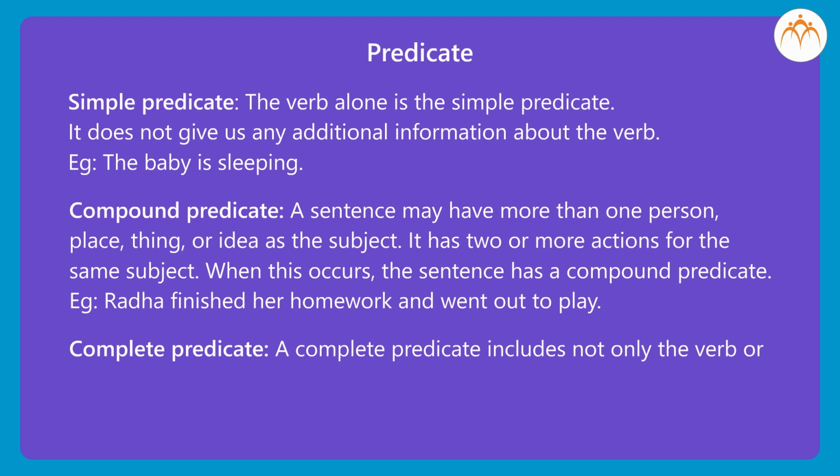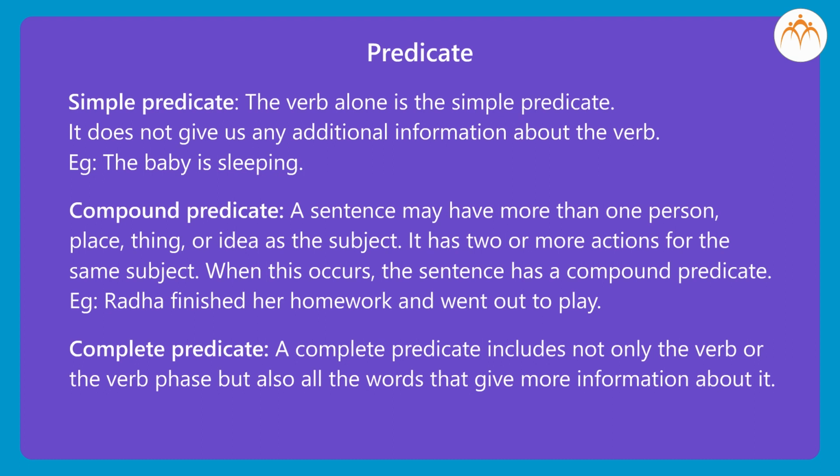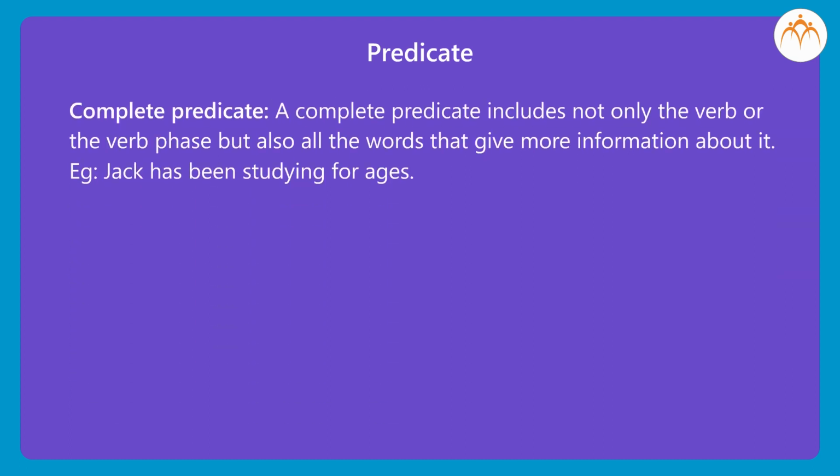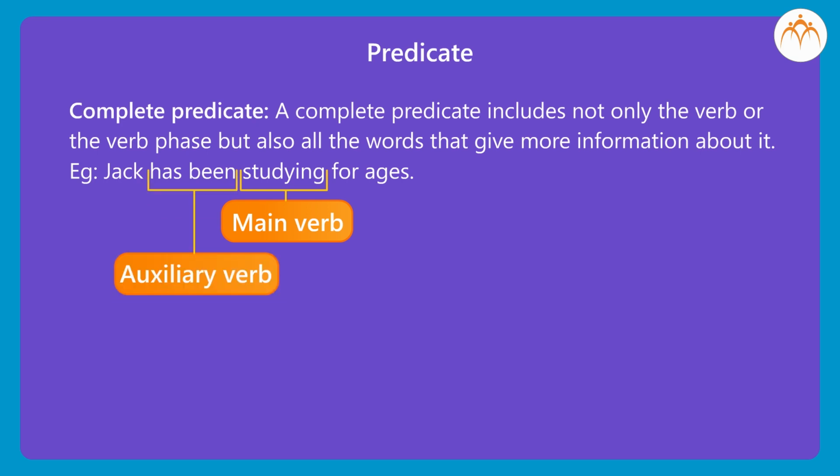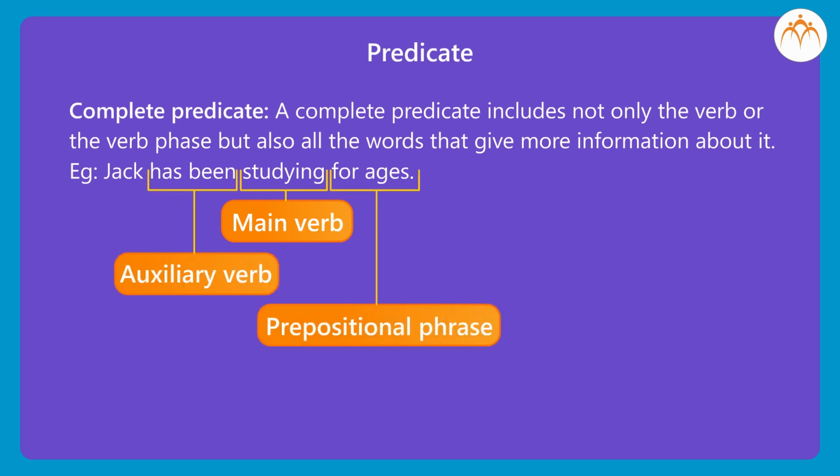Complete predicate. A complete predicate includes not only the verb or the verb phrase, but also all the words that give more information about it. Example, Jack has been studying for ages. In this sentence, the complete predicate contains the main verb studying, the auxiliary verbs has been, and the prepositional phrase for ages, which is an optional part of the sentence.